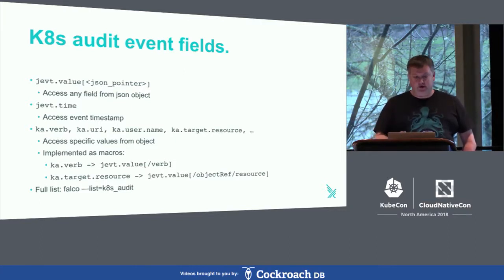Okay? If you want to know what all the fields are, you can look at the wiki, or you can just run it live. So falco --list=k8s_audit will just dump out all the fields. If you know Sysdig, it's very similar to sysdig -l. Print out all the fields. So you can kind of get an idea of what you can get out of these objects. Okay?